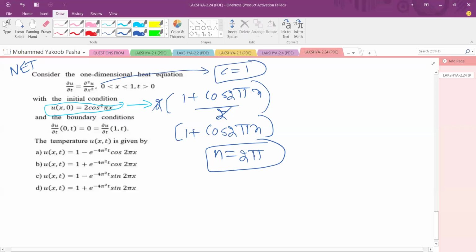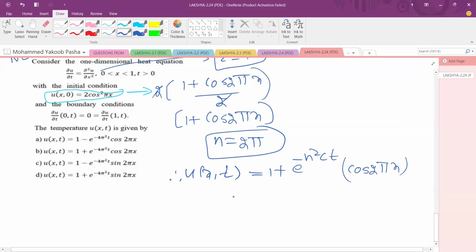We have the c value and the n value. So it is in the form of cos, so the first term we write as it is. Therefore the general solution u of x comma t is equal to 1 plus e to the power of minus n square ct into cos 2 pi x. So u of x comma t is equal to 1 plus e to the power of minus n square, which is 4 pi square, c is equal to 1, t, into cos 2 pi x. So what is the right option?